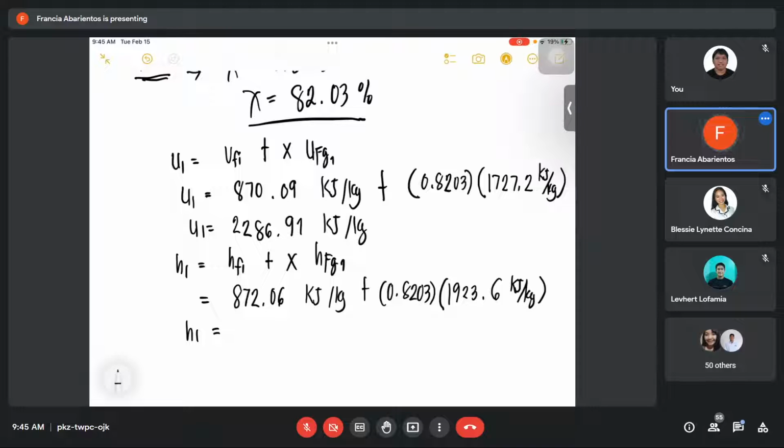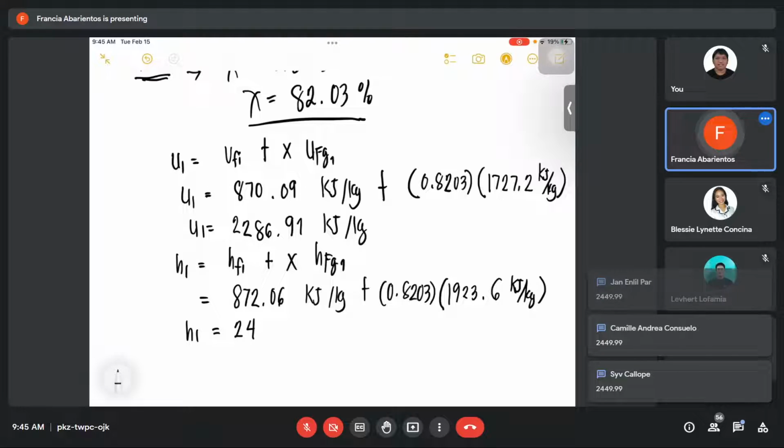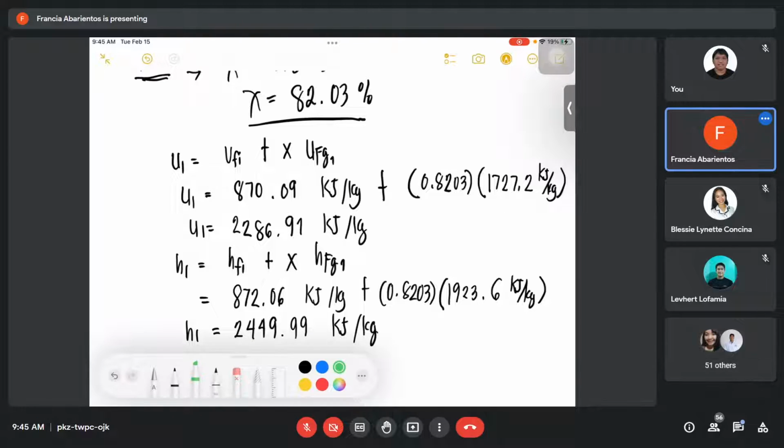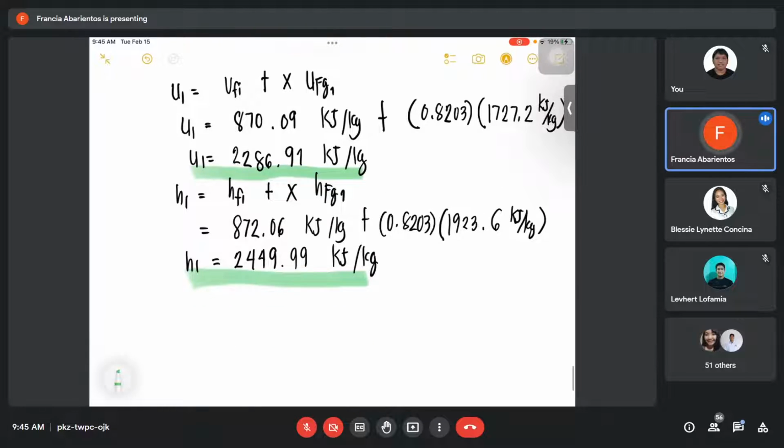This is your H1. 872.06 plus 0.8203 times 1923.6. What is your answer? Okay. We have 2449.99 kilojoule per kilogram. Okay. So, lahat ng andito sa steam table, hahanapan natin plus ha. That is the first, the U1, the H1. Next, proceed tayo sa, H1, I mean, H1, tapos na.